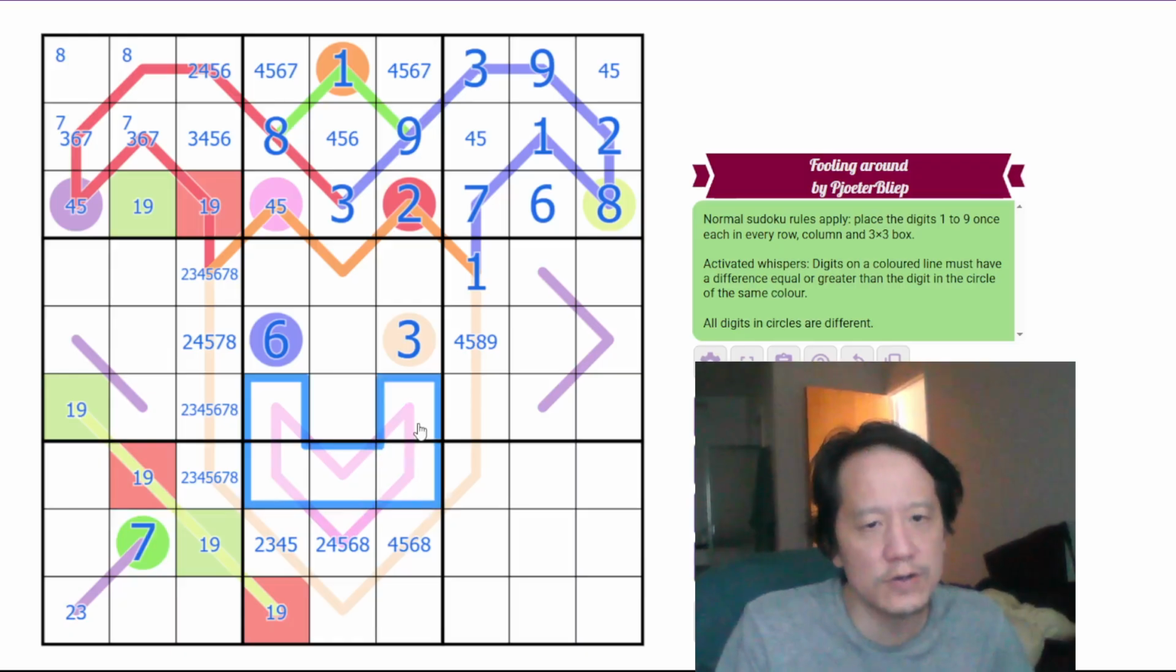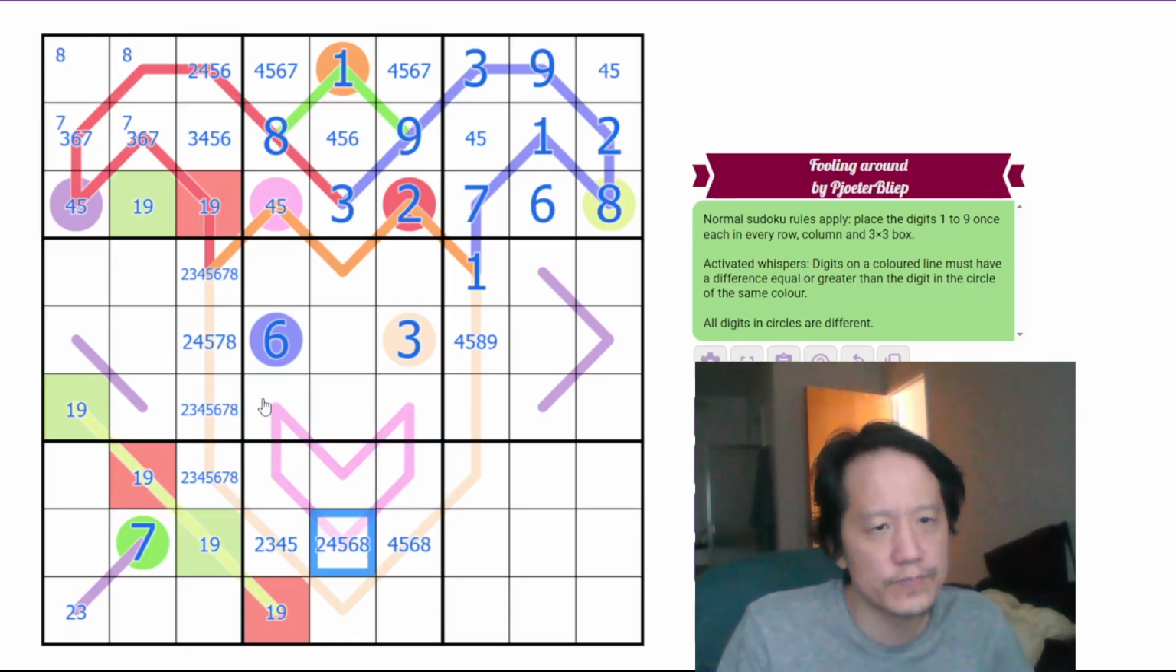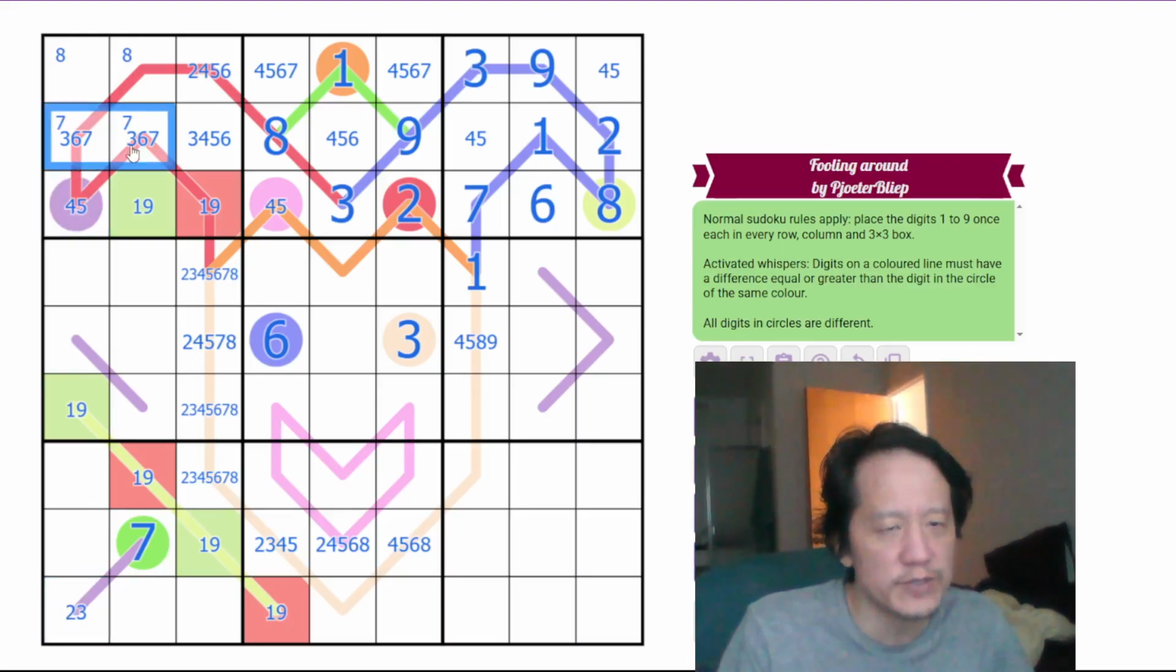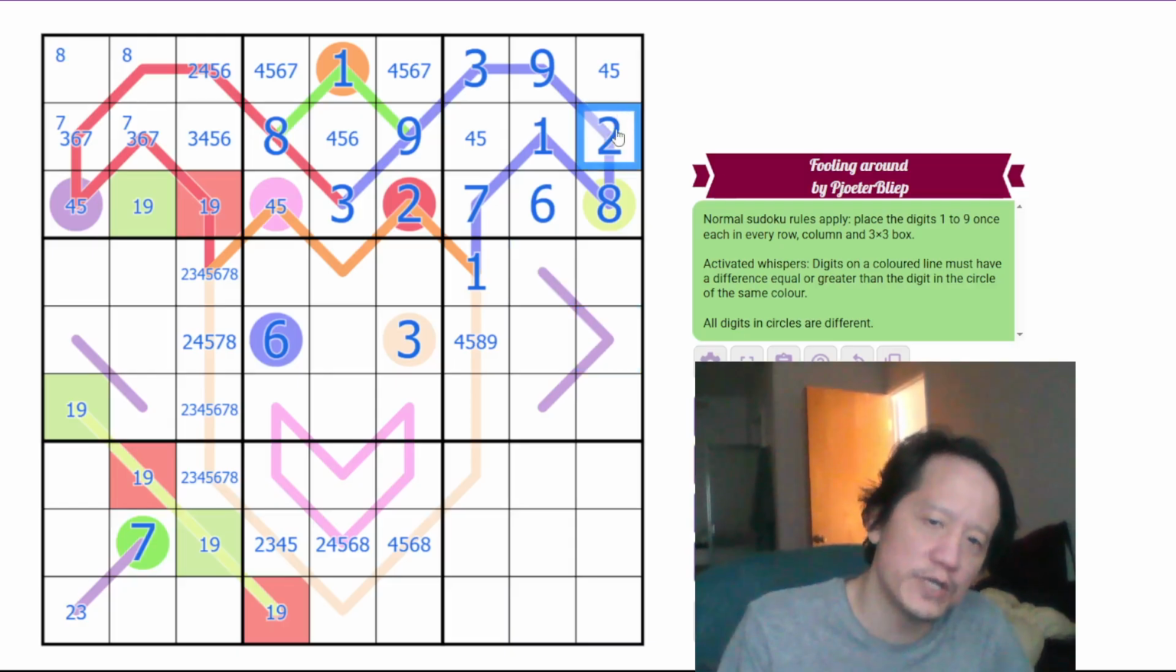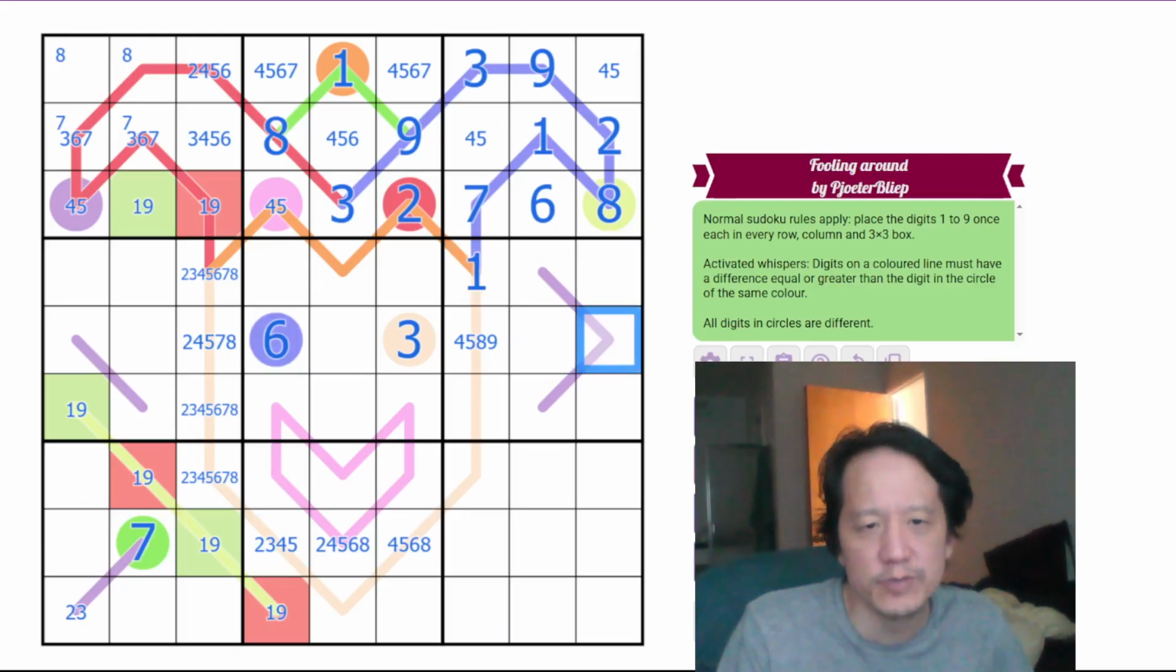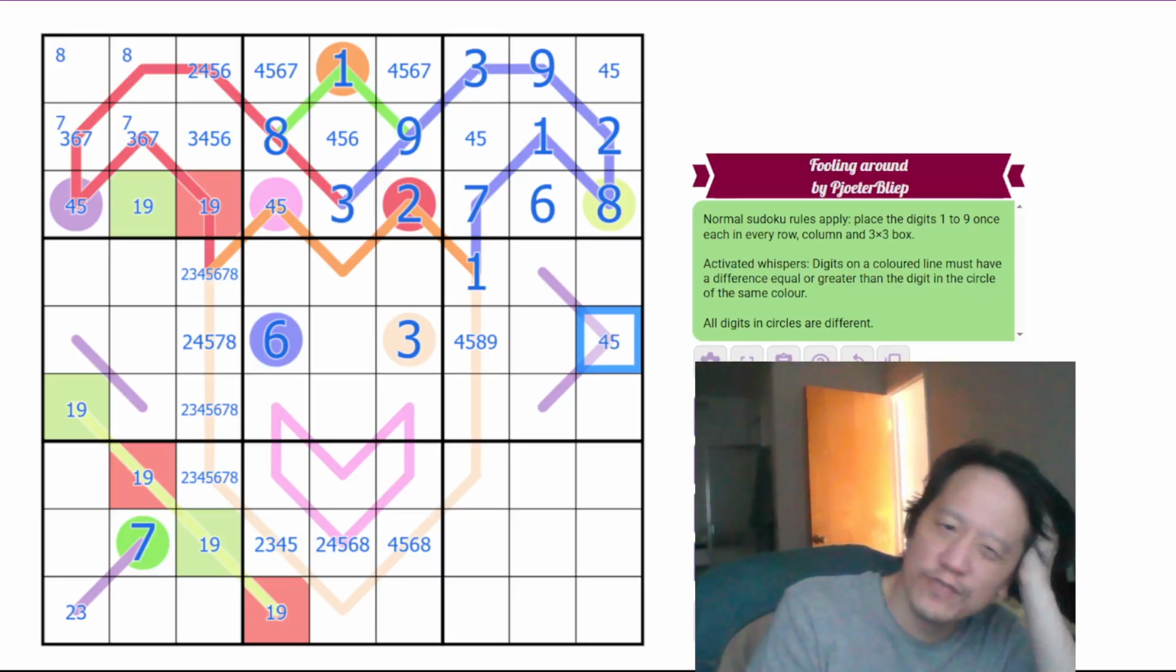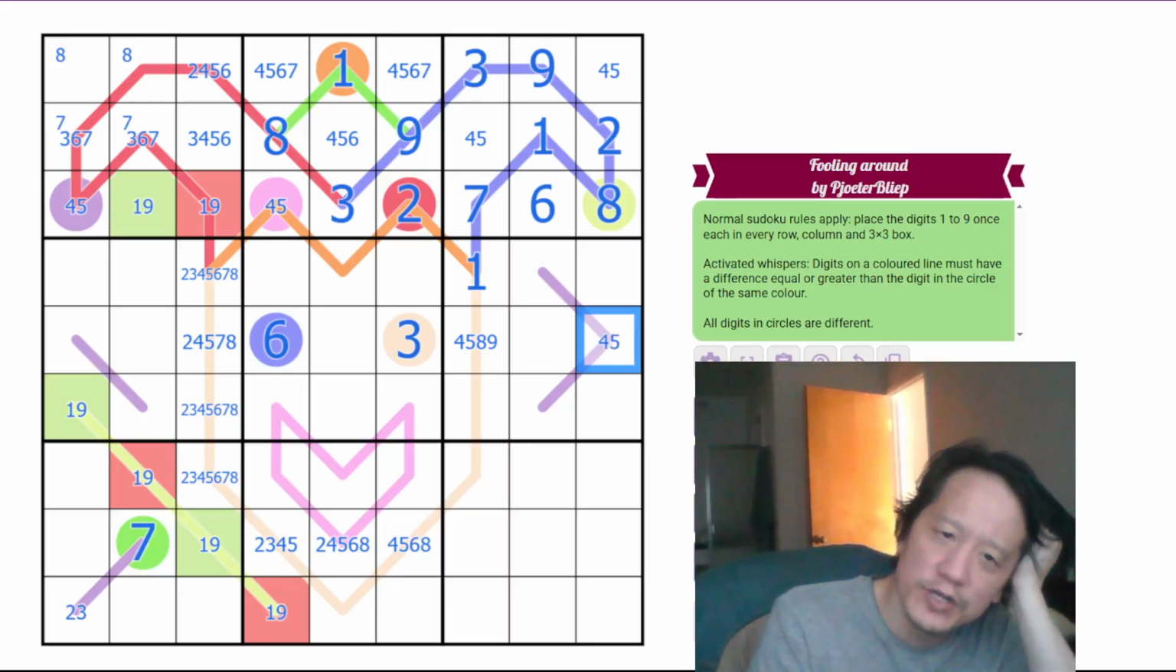Pink and lavender. Huh. If this is 4, that forces this to be 3. But 4 would have to be 6 and 7 anyways. If this is 5, this would have to be 2. This has to be a difference of 4 or 5 here. So 5 cannot be here. 2 and 8 can't be here. 1 can't be here. What digits can be here, actually? We have 4, 5, no 1, 2, 3, no 6, 7, or 9.